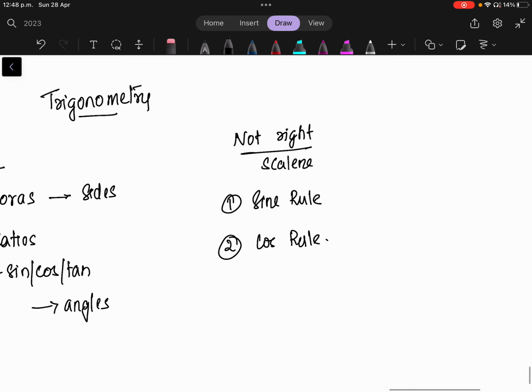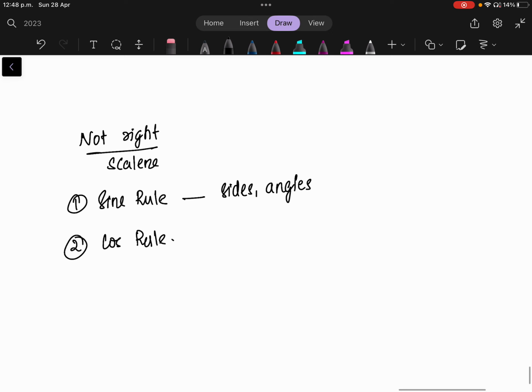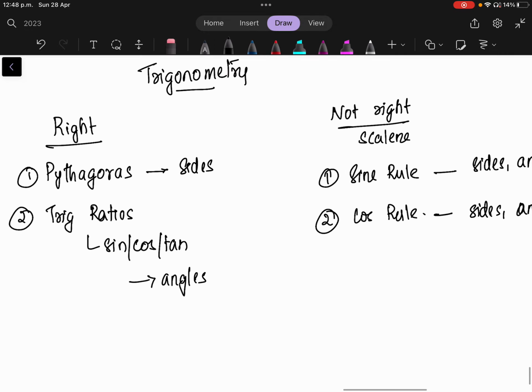When do we use the sine rule? When you have sides and angles given. At least there should be two sides or two angles, because the sine rule says a by sine A is equal to b by sine B. Only then will you be able to work with it. When do we use the cos rule? Where you have maybe two sides and one angle. Because the cos rule is a squared is equal to b squared plus c squared minus 2ab cos C. So that's where we work with the cos rule.